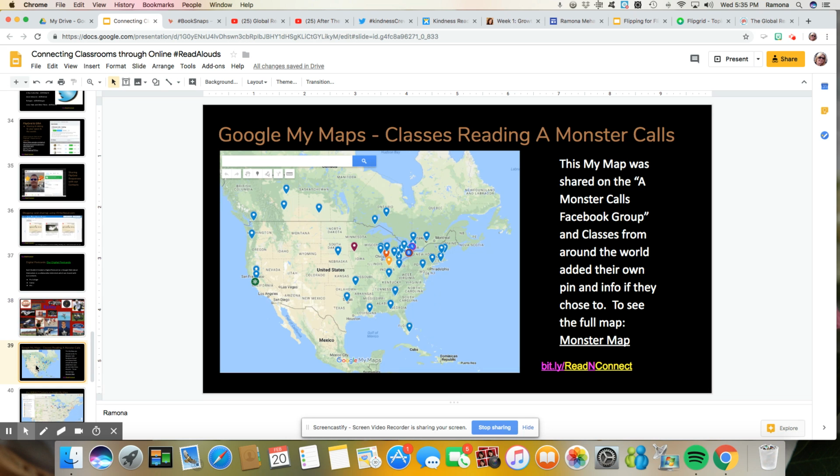Another thing that you can do is set up a Google My Map. Here's one that a classroom created in 2017 of all the classes reading A Monster Calls. So they created it and then shared the link on Twitter and used the hashtag GRA for the book A Monster Calls. And they also shared it on the Facebook group. And then classrooms from around the world could add their own pin. So you could see where all the different classrooms were reading the book. Now, I took this fairly early, and there were certainly way more classrooms than this, and they were all over the world as well. But this kind of gives you an example.